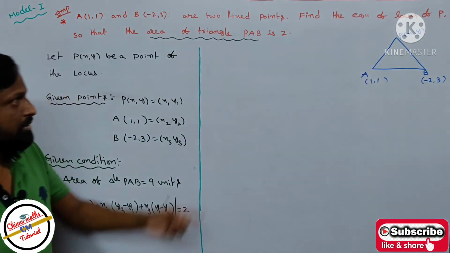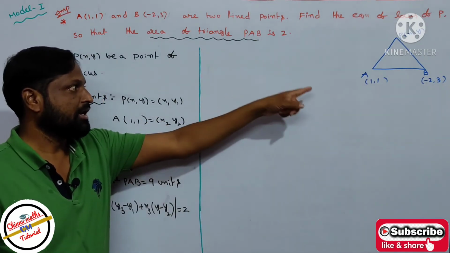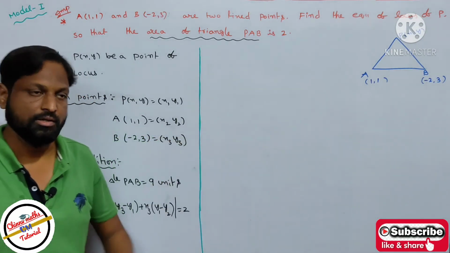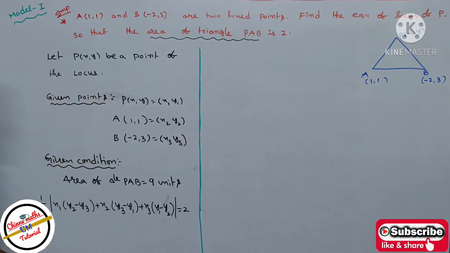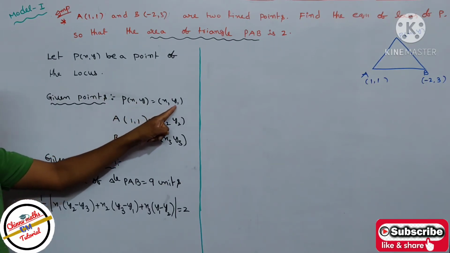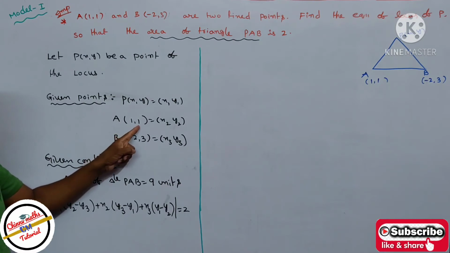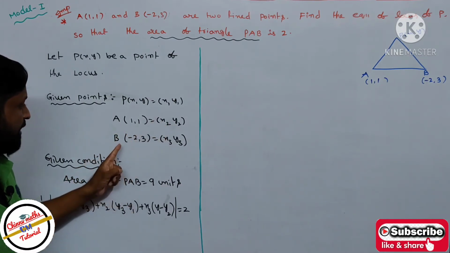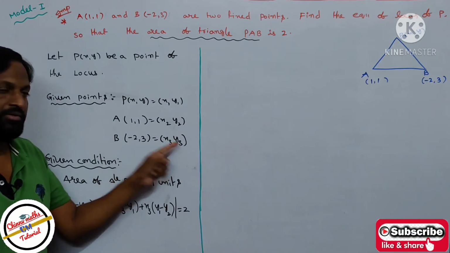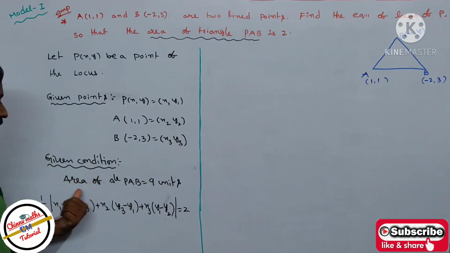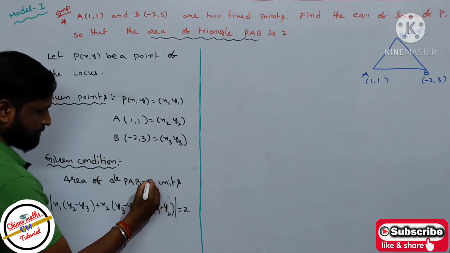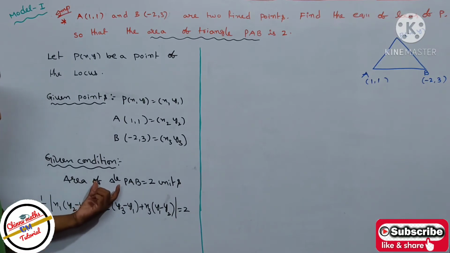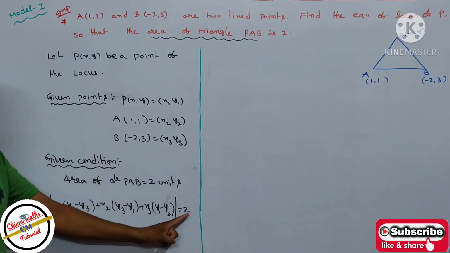2 units. So then take the same triangle, P(x, y), A(1, 1) and B(-2, 3) are vertices. Next, let P(x, y) be a point on the locus, it is a common point. The given points: P(x, y) is taken as (x1, y1), point A is (1, 1), that is (x2, y2), and point B equals (-2, 3), it is (x3, y3). The given condition is area of the triangle PAB equal to 2 units. Write the principle of area of the triangle PAB, it is equivalent to 2 units.